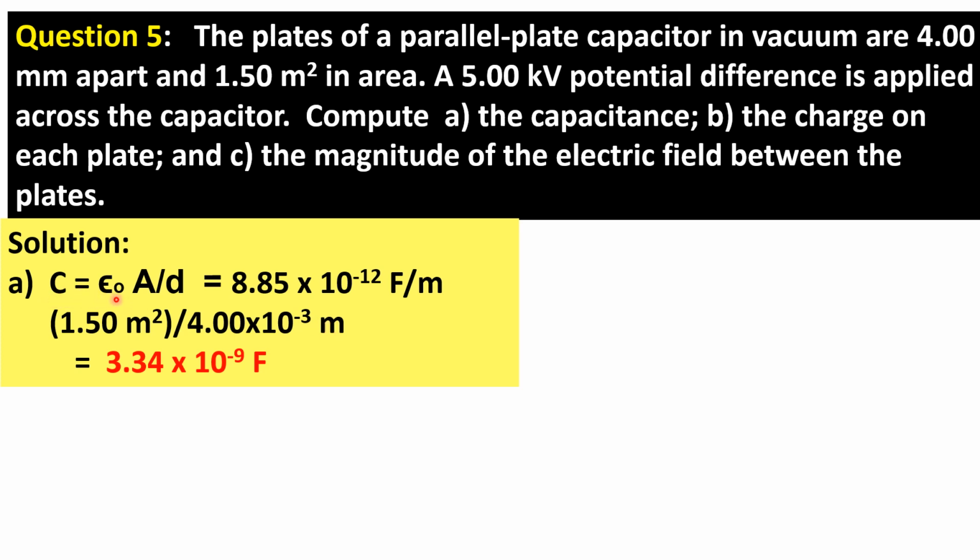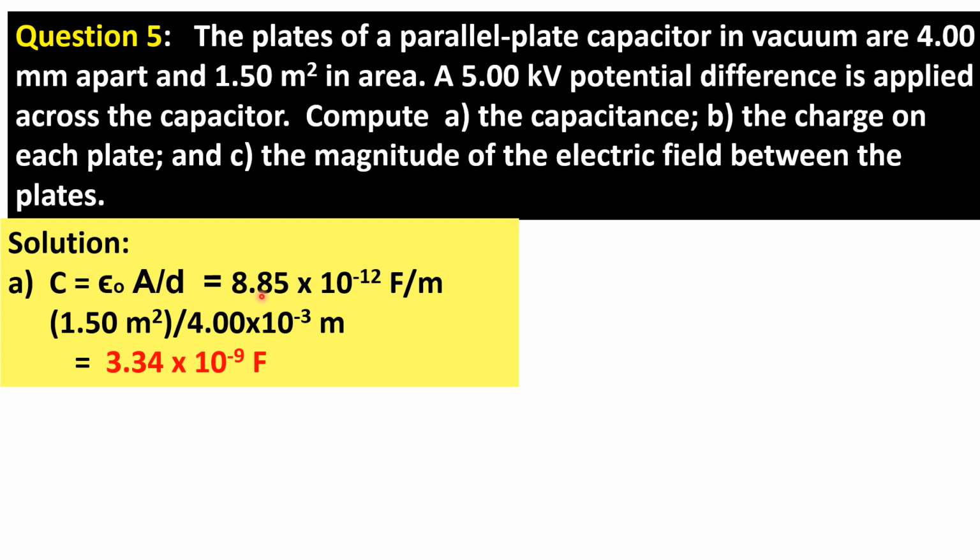Alright, so our solution for letter A, the capacitance, we use the formula C is equal to epsilon naught multiplied by A over D. Supposedly there should be a constant K, the dielectric constant, but that dielectric constant, when the capacitor is in a vacuum, is understood to be 1. So we don't include that here anymore.